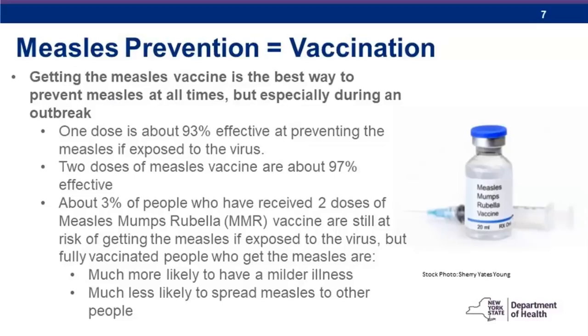Now, it's not 100% effective. There is a small proportion of people, about 3%, who, despite having had 2 doses, might still come down with measles if they're directly exposed to it or in the airspace of someone who had measles. But among all the documented and known cases of measles among people who had 2 doses of vaccine, they were much milder than among unvaccinated people. And also, I think critically for public health, they spread measles to far fewer people, so they seem to be less contagious.